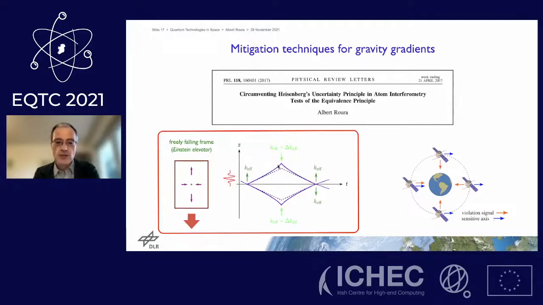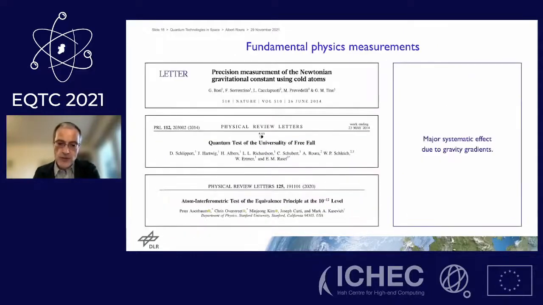But this can actually be overcome by using a technique that is based on suitably adjusting the laser frequencies of the central pulses. And so this has already been demonstrated, for example, in the third experiment on tests of the equivalence principle that I was mentioning before.